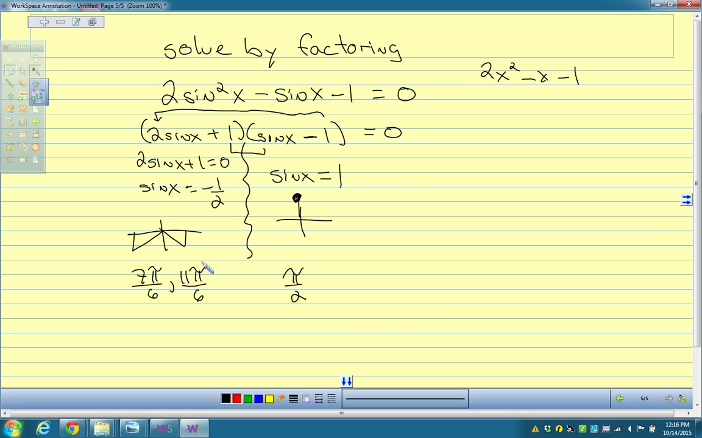Yes? Evan's trying to stay awake. You can do it, Evan. I know it's hard. One more and then I'll give you a break. So how about that? Any questions on that? You did? Okay.